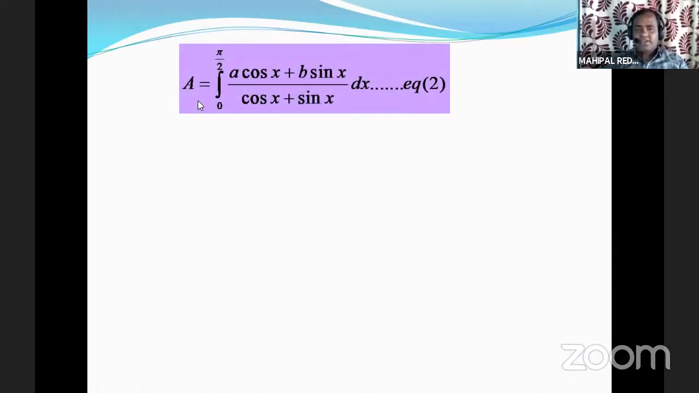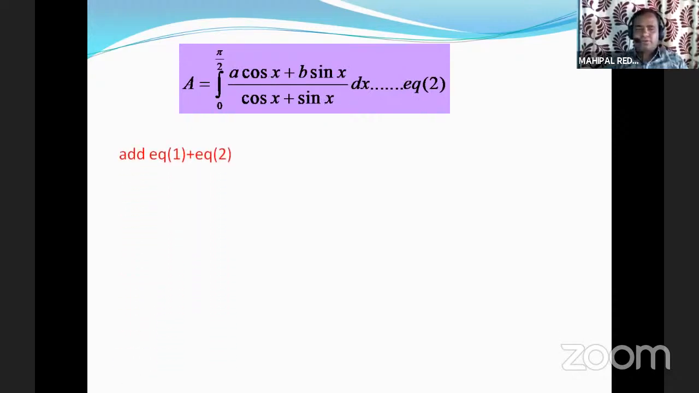So therefore, what is the next one? A equals integration 0 to pi by 2 of (a cos x plus b sin x) by (cos x plus sin x), because here sin(90 minus x) is cos x, cos(90 minus x) is sin x, and here also sin(90 minus x) is cos x, and cos(90 minus x) is sin x, dx. This is equation number 2. I am taking this equation number 2.